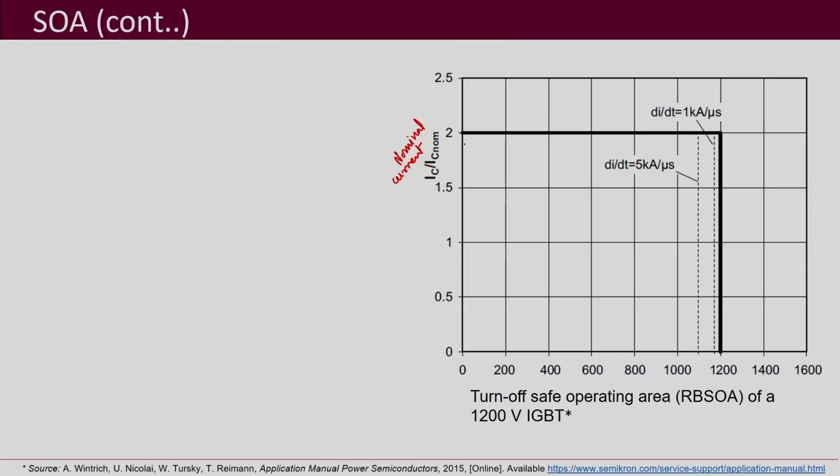And so during turn off, some of the manufacturers give the limit as twice of this IC nominal. So twice of that is the current the device can withstand at that time. And so this one is your current limit. And here what you see, this one is your voltage limit.